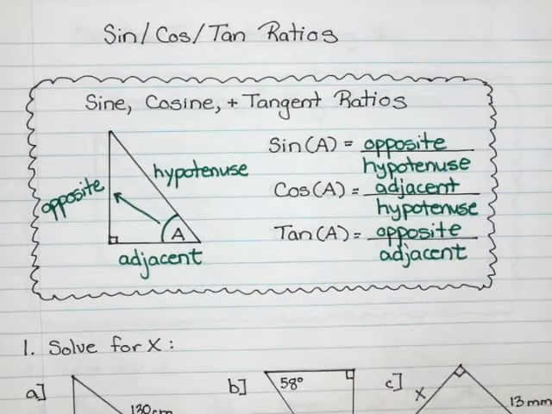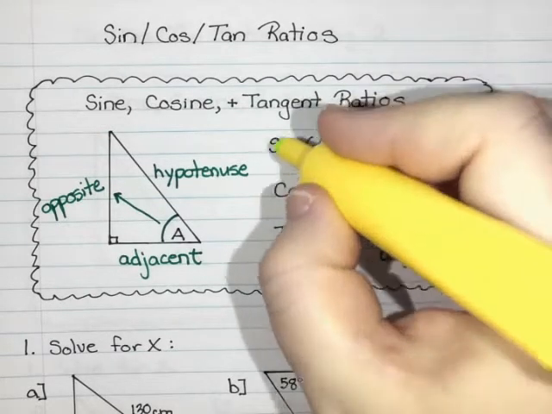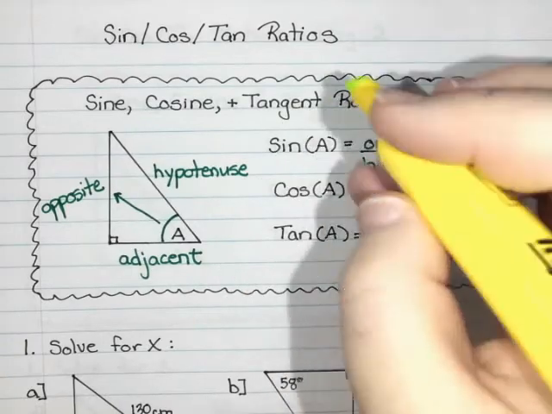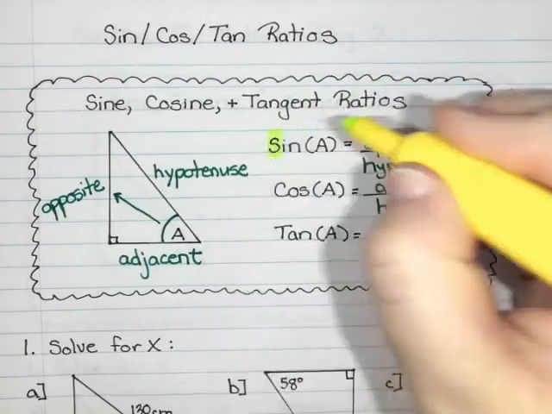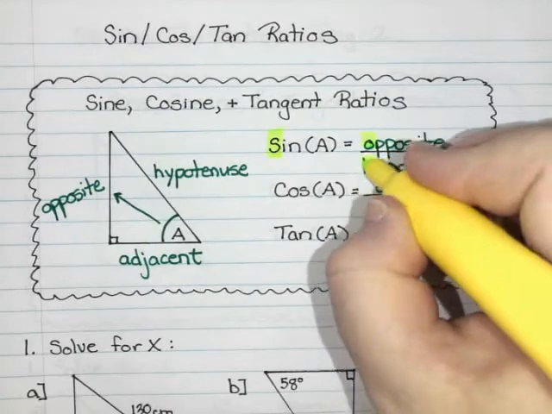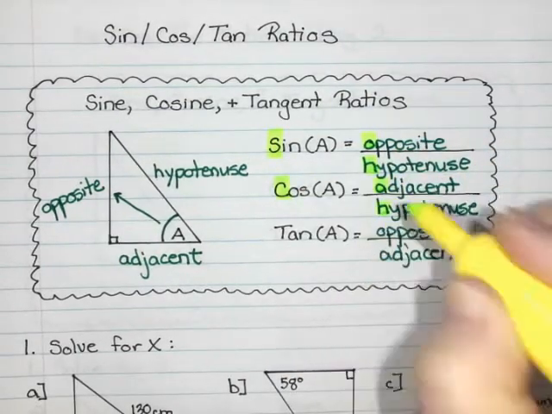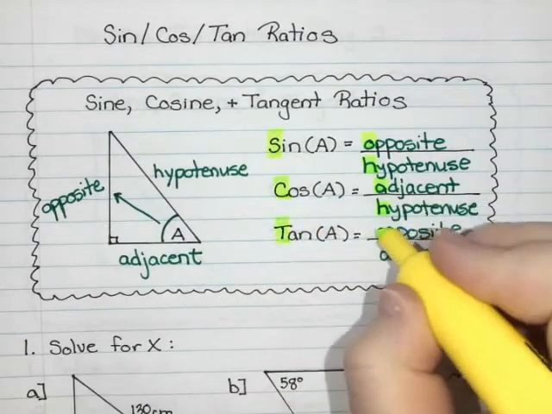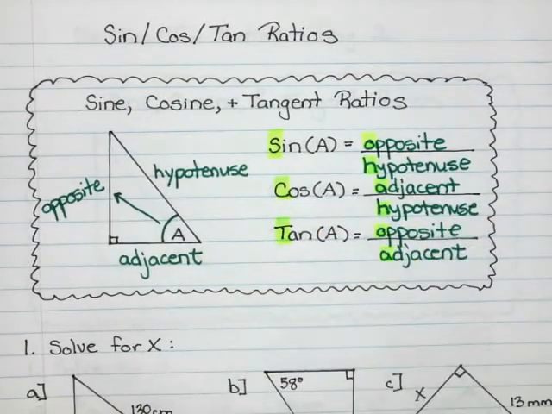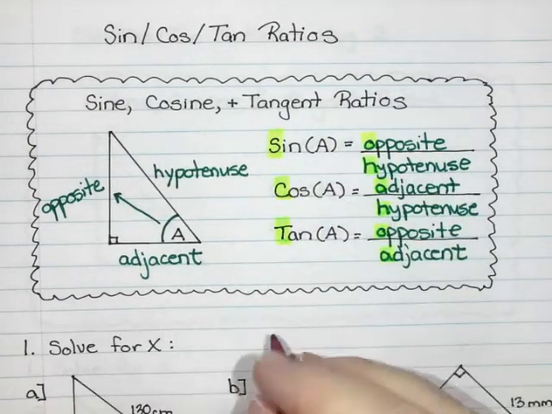And that seems like a lot to remember, and it is, but there is a little word that we can use to help us. If I look at the first letter of all of these things, I have sine is opposite over hypotenuse, cosine is adjacent over hypotenuse, and tan is opposite over adjacent. So the word that I use to help me out is spelled using those letters.